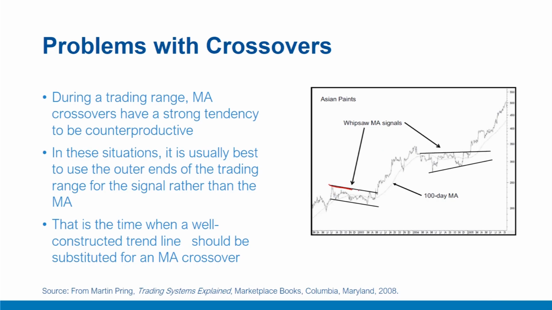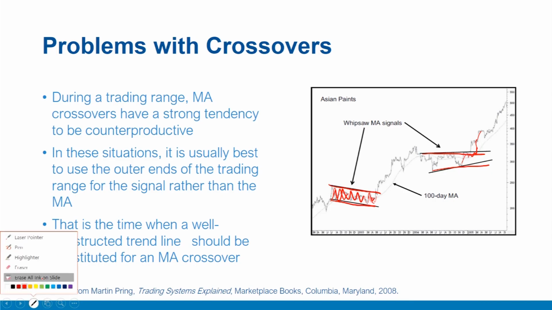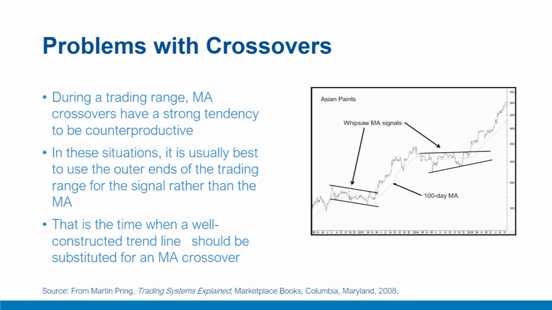And that is the time when a well-constructed trend line for the trading range should be substituted for MA crossover. As we can see here, these are the trading ranges. Within these trading ranges, there are a number of whipsaw signals, and therefore such trading ranges offer useful trend lines. Only when these trend lines or trading ranges are crossed does the signal become important or useful. Within this band, if we look at the MA, there are a number of false whipsaw signals that may create a false impression of breakout. Such false signals can be eliminated by constructing these trend lines where trading in ranges is identified, and those signals generated within these trend lines can be not considered or filtered out.